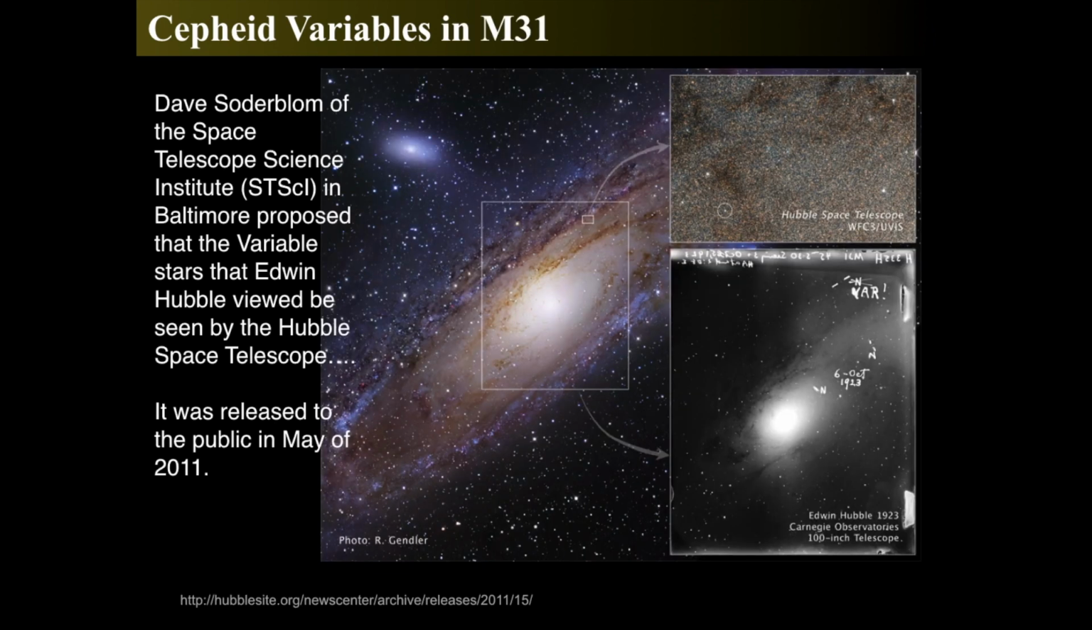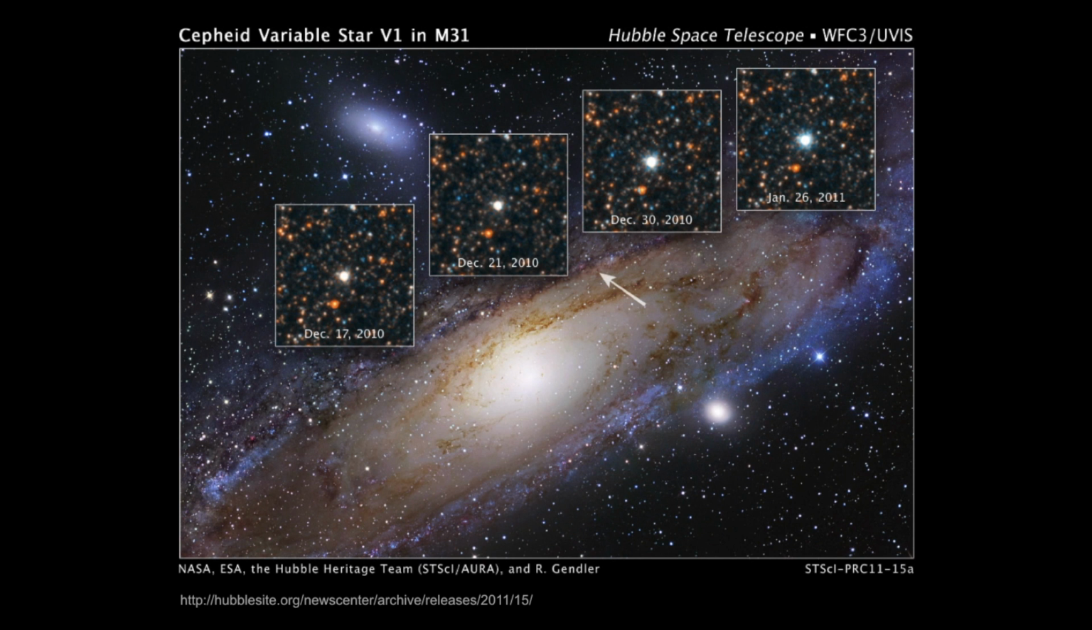And finally, Dave Soderblom of the Space Telescope Science Institute published in 2011 his observations of Hubble's exact field. And so he wanted to actually take an image of what Hubble looked at. And so his Hubble Space Telescope images confirmed, using the Wide Field Planetary Camera 3 and the UV integrated spectrograph, the appearance of the variability of it. So literally, Hubble looks at Hubble.